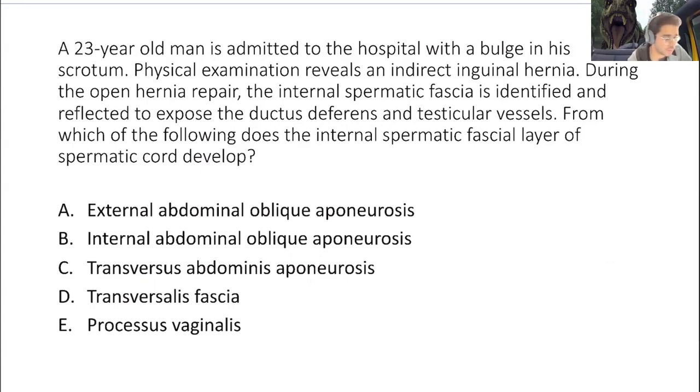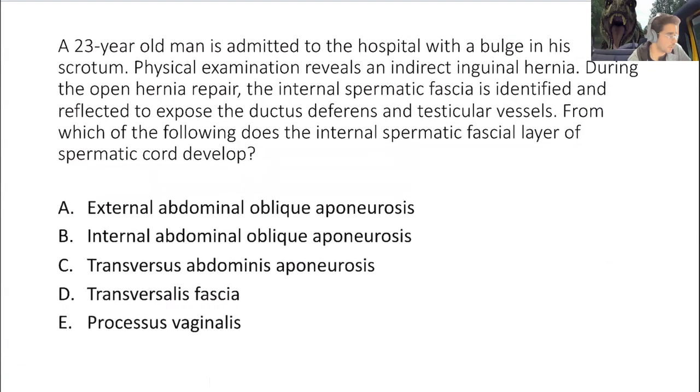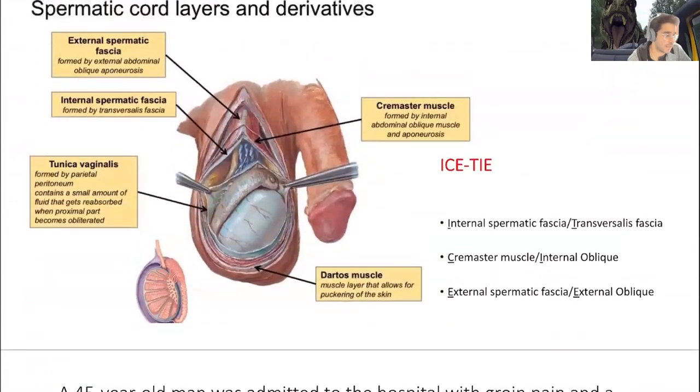Exactly. Perfectly done, guys. What are we talking about? Okay, we got a little bit of mix of answers, but yes, you guys are correct. It is D, the majority of you guys. It's the transverse fascia. Okay, this is really important. I'm going to cover a nice mnemonic of keeping this straight. It's the transversalis fascia. Now, it's ice tie.